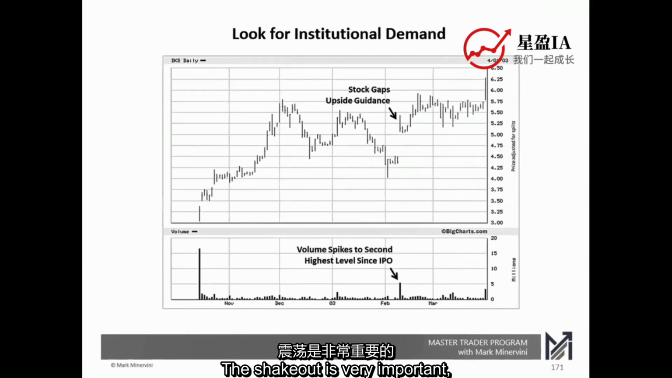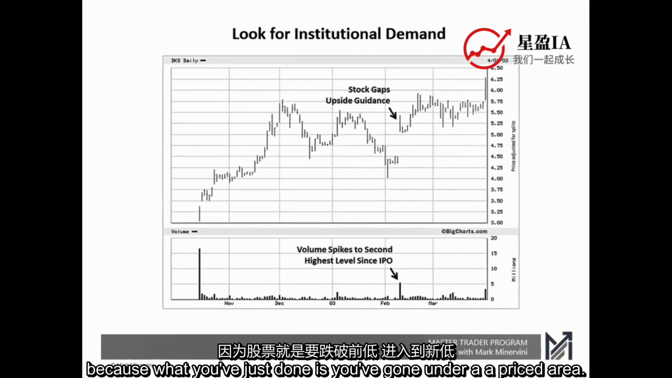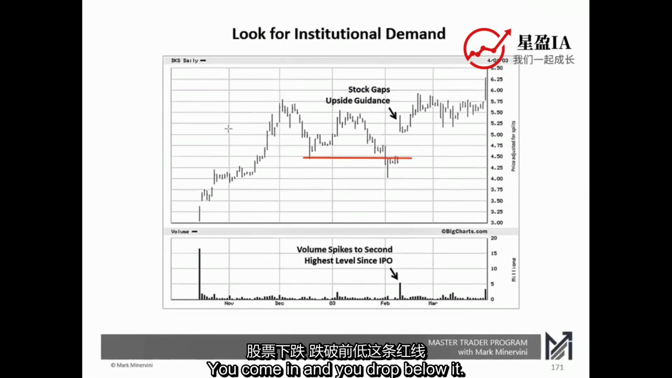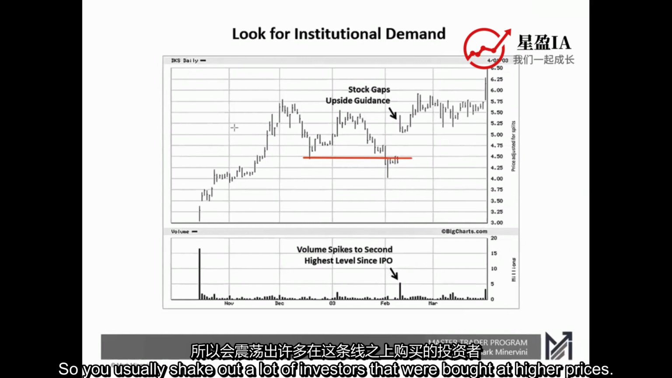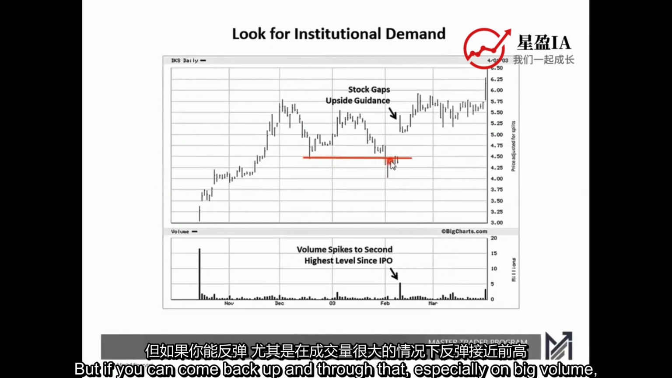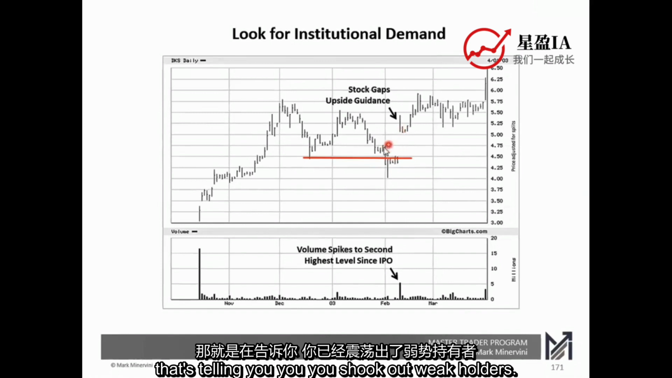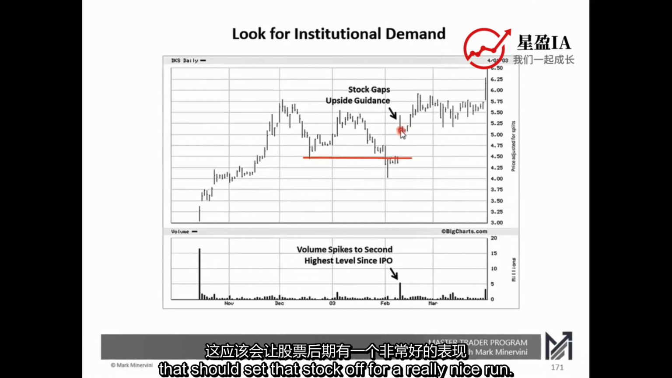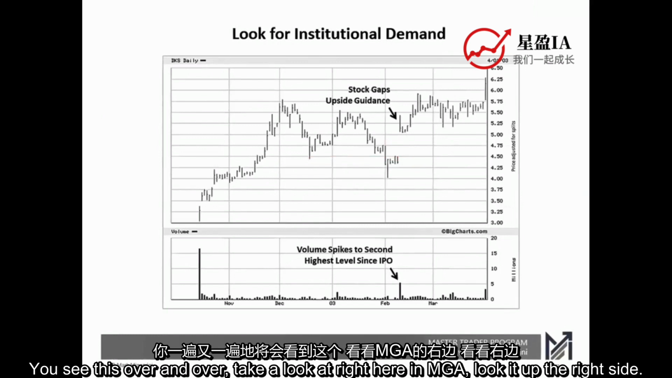And the shakeout is very important, because what you've just done is you've gone under a priced area, that two-month price pattern, and you come in and you drop below it. And so you usually shake out a lot of investors that bought at higher prices. But if you can come back up and through that, especially on big volume, that's telling you you shook out weak holders, and now you've got some institutional demand coming back in, and that should set that stock off for a really nice run.